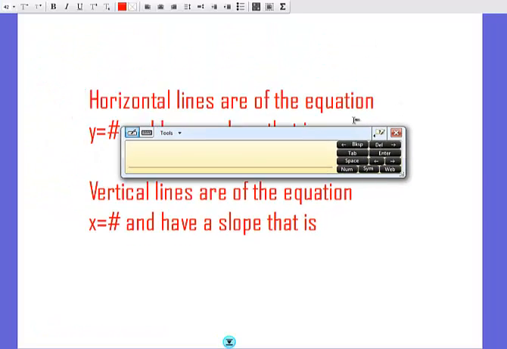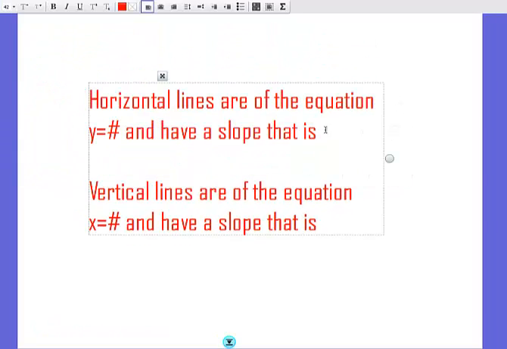So we go here, just a quick recap. The horizontal lines are of the equation y equals a number and have a slope that is 0. Vertical lines are of the equation x equals a number and have a slope that is undefined. No matter what vertical or horizontal lines you ever deal with, these are always going to stay true.